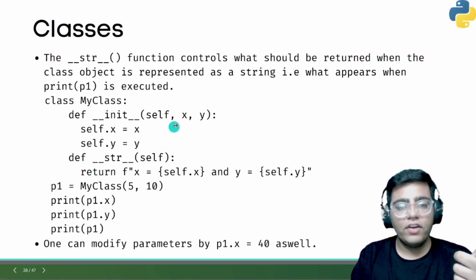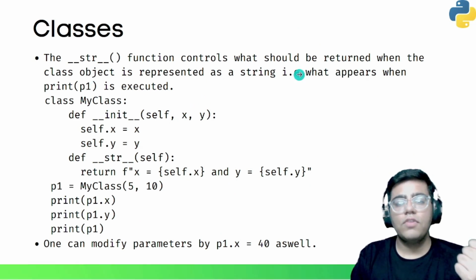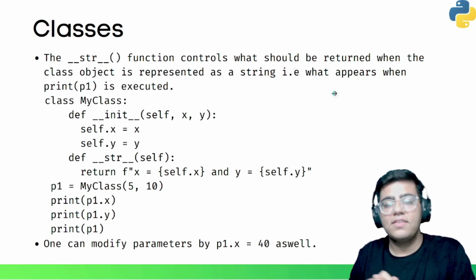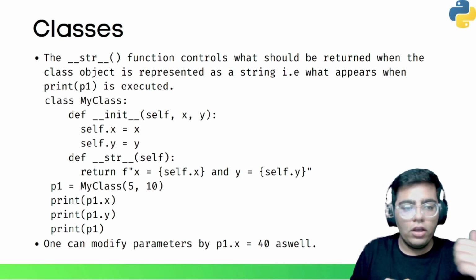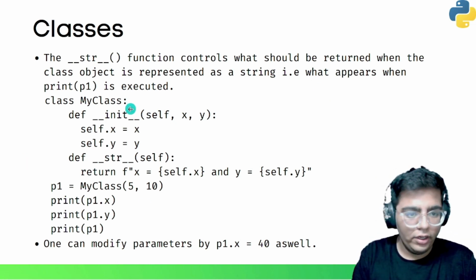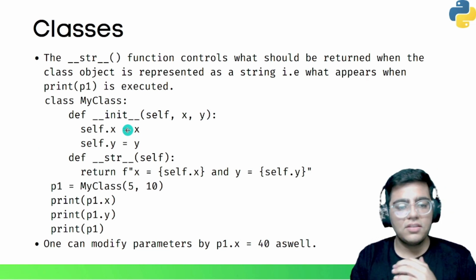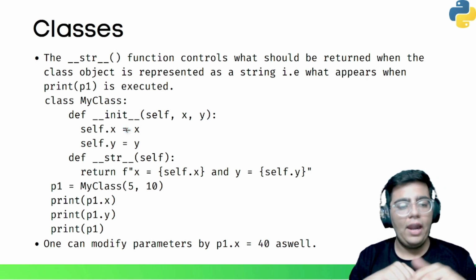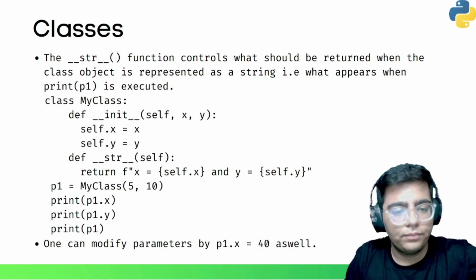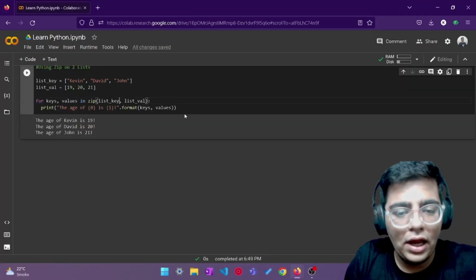There is also a string function, str, which controls what should be returned when the class object is printed as a string, all right? We are gonna code this out and here's the format for it, right? So let's just take the example of a student and let's code it out. So let's head on over to Colab.